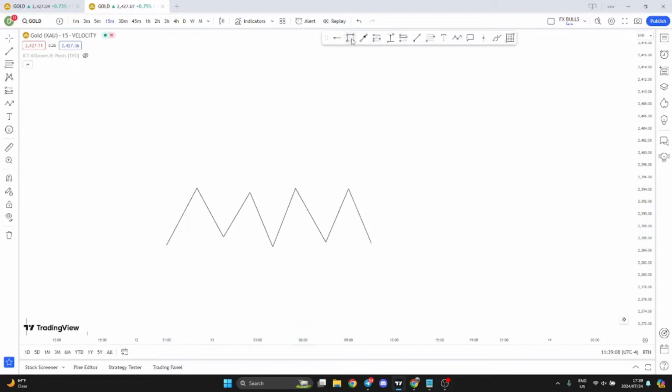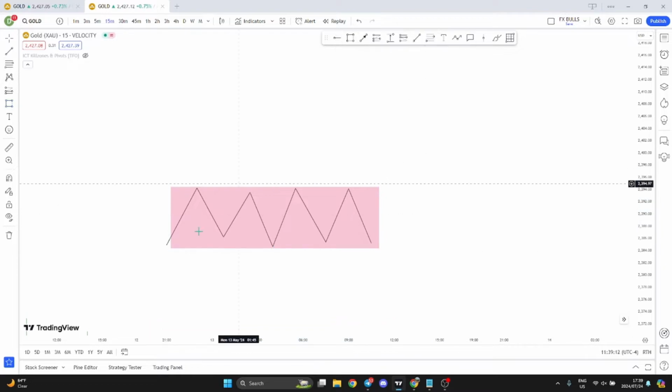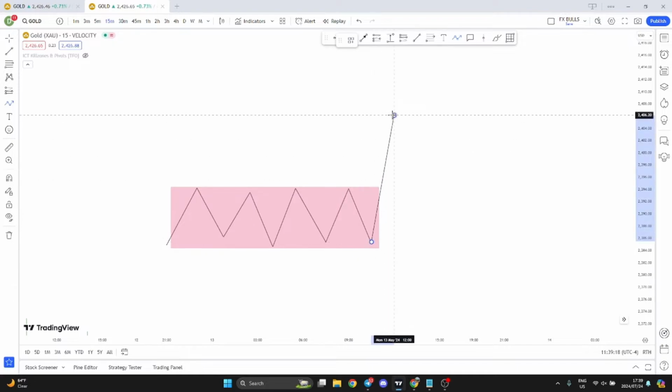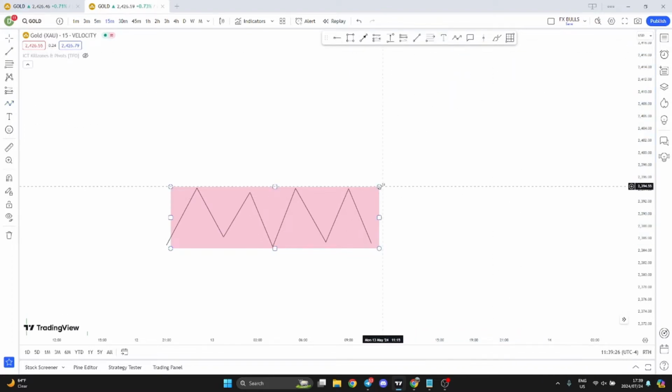And you're going to draw a box over this range, okay? You're going to draw a box over this range and you're going to wait for price. Let's say price is in an uptrend. You're going to wait for price to break out of this range, come down, retest the range, and then move in the opposite direction again. Okay, that's basically it. So it's not rocket science or anything like that.